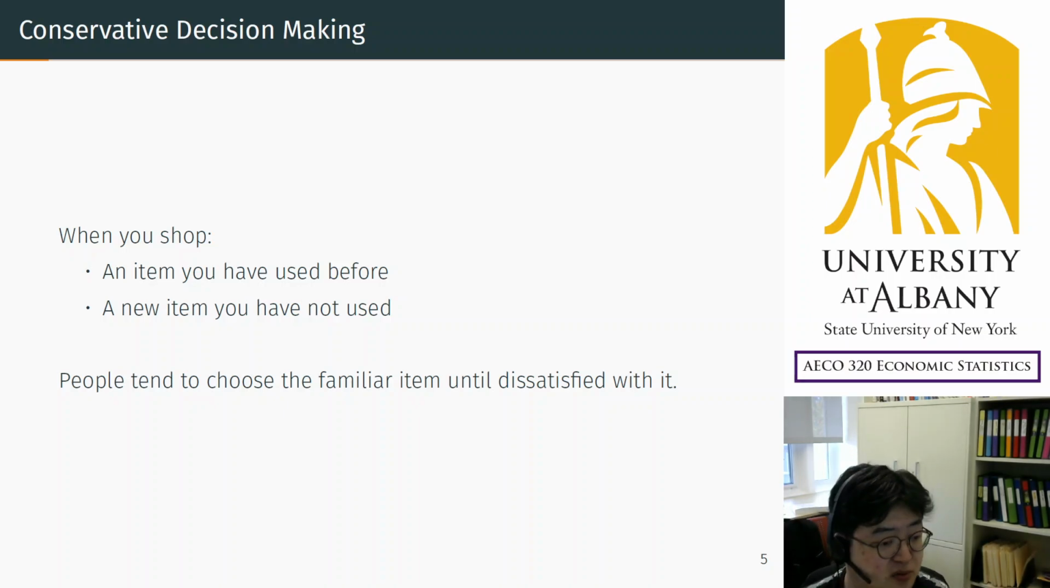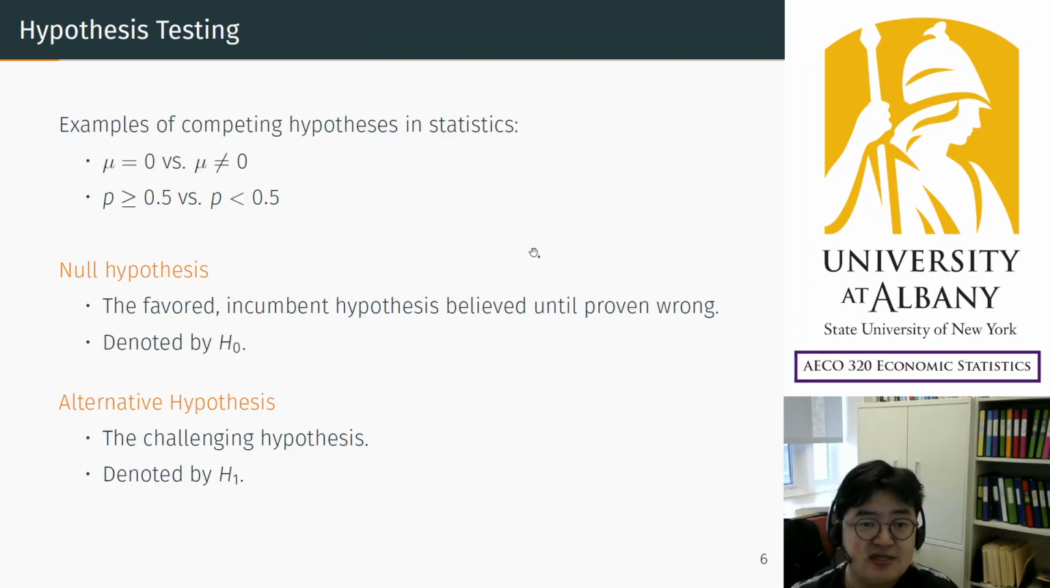realistic decision-making process. So in these frameworks, you can see the unfairness. People think in an unfair way. They have an incumbent hypothesis or belief, and until it's proven wrong, people tend to stick with the belief. That is similar to the statistical framework for hypothesis testing. Okay? So statistically, we are going to formulate the problem this way.